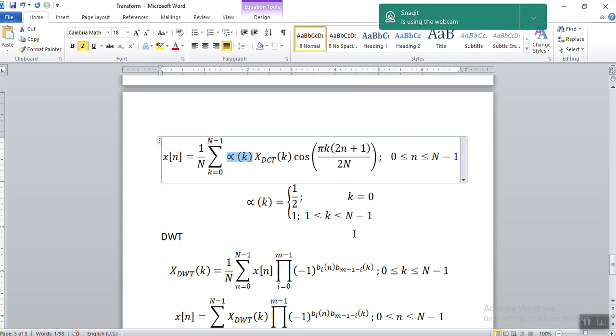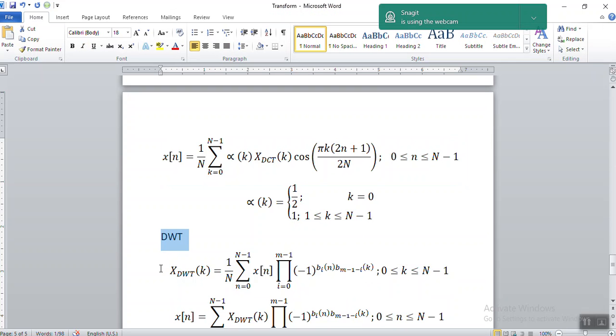Then, like DCT, there is one more transformation which is called the discrete Walsh transform, DWT. The transformations we have discussed till now, DFT and DCT, are based on sine and cosine terms, but the Walsh transform is based on a rectangular function instead of sine and cosine. Rectangular waveforms rather than sinusoids.